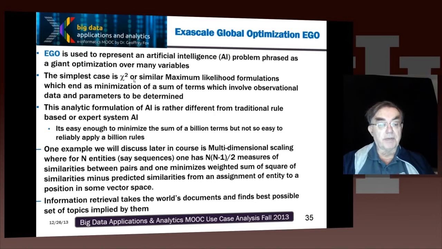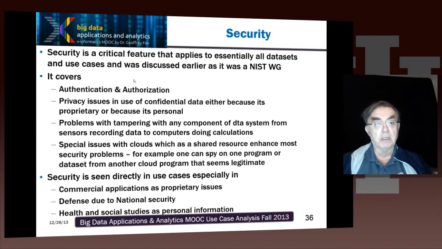Another good example of EGO, in fact probably the most important, comes from information retrieval, where you take the world's documents and try to summarize them or find topics implied by them and so on. I expect EGO to grow in importance, and you could say learning networks are also in this area.